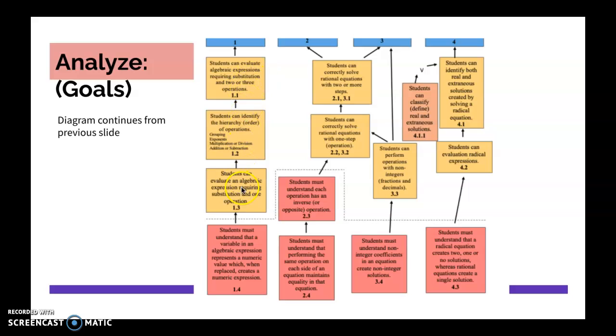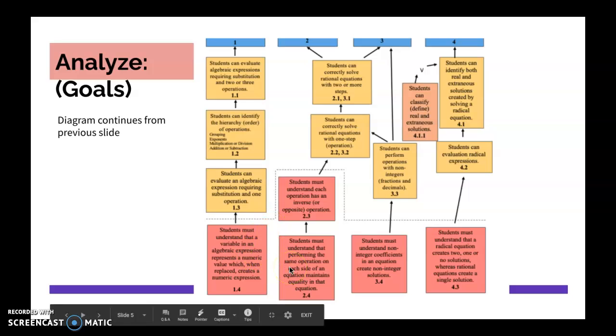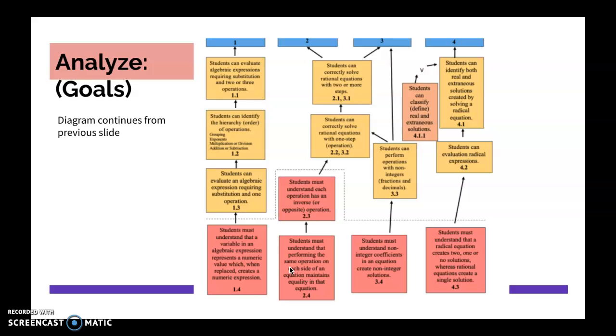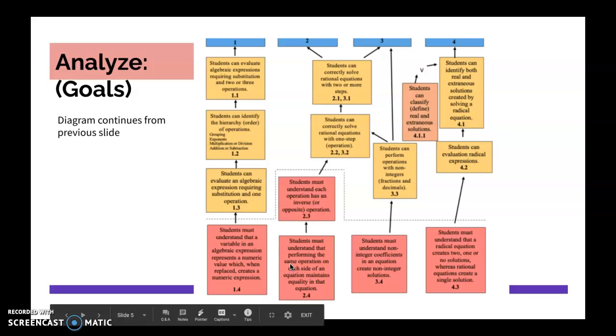The yellow boxes involve the sub-steps. These are the targets I need to hit during each lesson in order to get to those blue steps. The red boxes indicate entry-level skills, which I need to understand, as those are prerequisites before I get into the lesson.